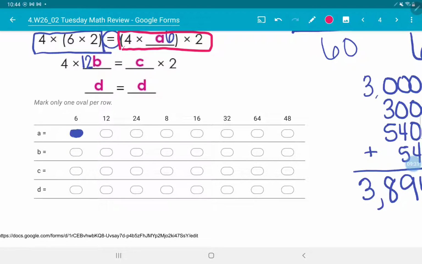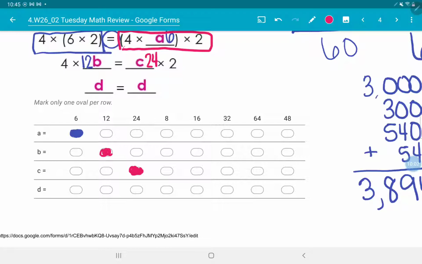What is 4 times 6, Owen? 4 times 6 is 24. So what's C equal to? 24. Have I taken care of that multiplying by 2? No, I've only done what's in parentheses. So I have 24 times 2 left to multiply. On the left side over here, I have 4 times 12 left to multiply.